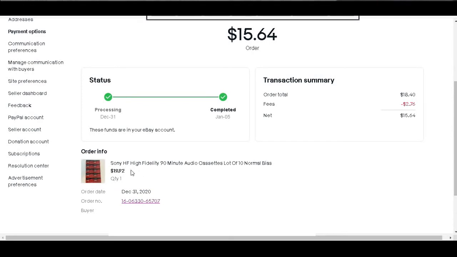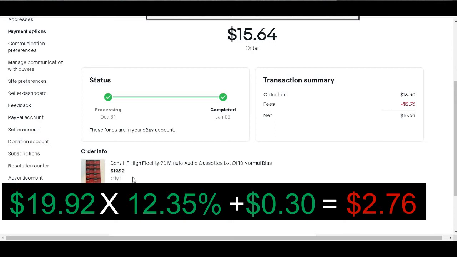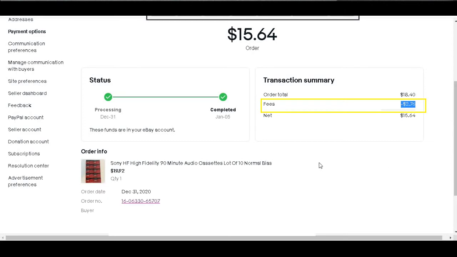So when I run the calculations off the $19.92, when I go $19.92 times 12.35% plus 30 cents, I get $2.76, and that's where the fee was. So I was running off the wrong number when I was doing my calculations, and it was making it so that on some items I was 3 cents off, and other items I was 20 cents off. So in this case, I was 19 cents off because I was not running the calculation off the true total. I had to click in here and I had to see what that total was, including the sales tax.